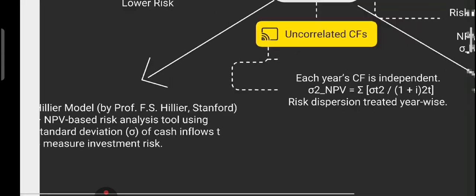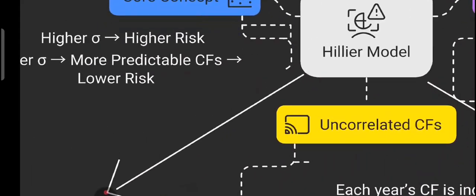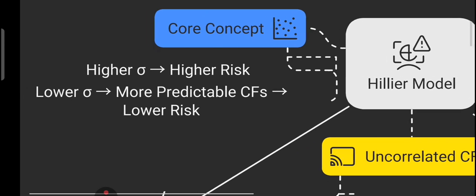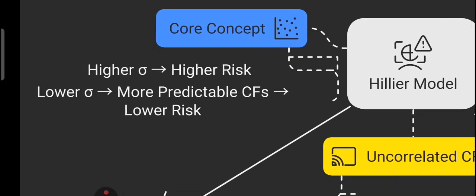So have a look at the core concept of it, on the left hand side. This model uses a standard deviation of cash inflow, not cash flow, cash inflow. I told you, it is a model to evaluate the investment risk. It asks how risky the expected cash flows are. We have cash inflow because we make an investment. Why do we make an investment? To have a cash inflow.